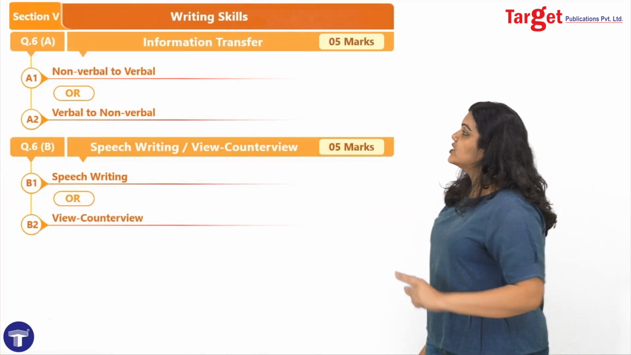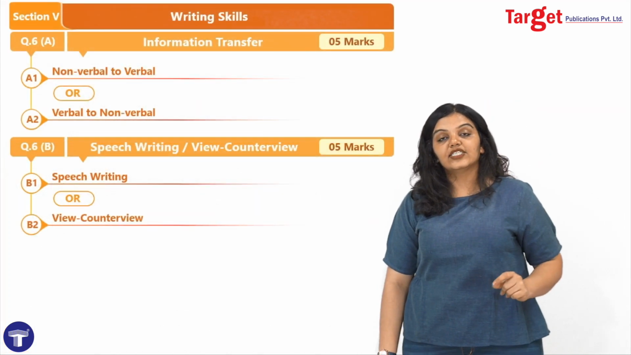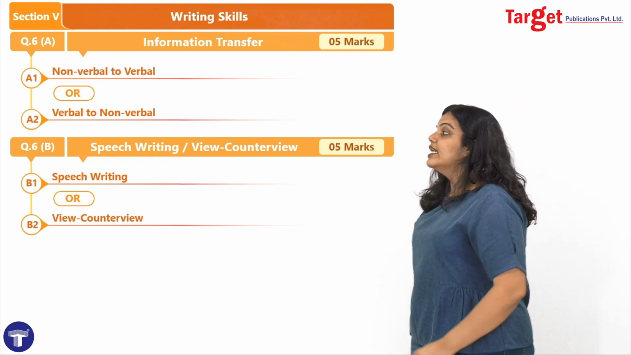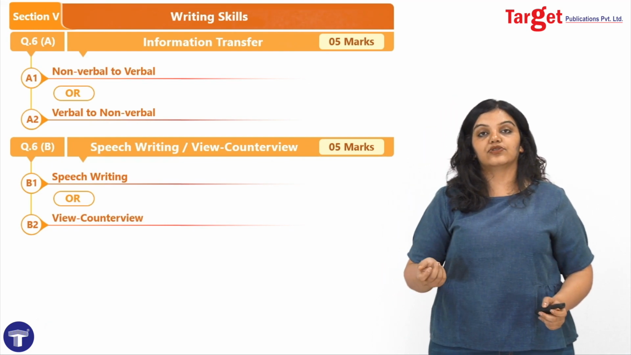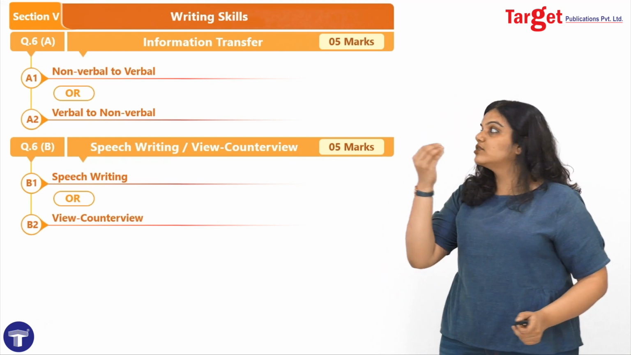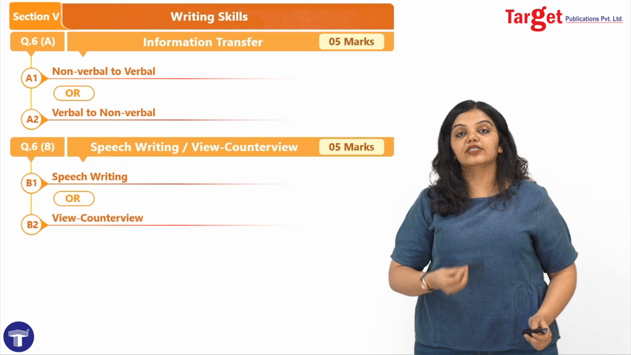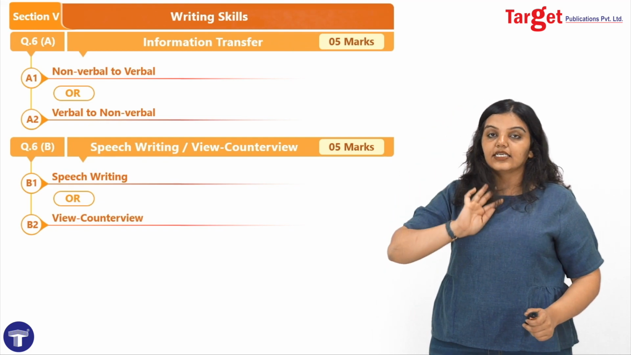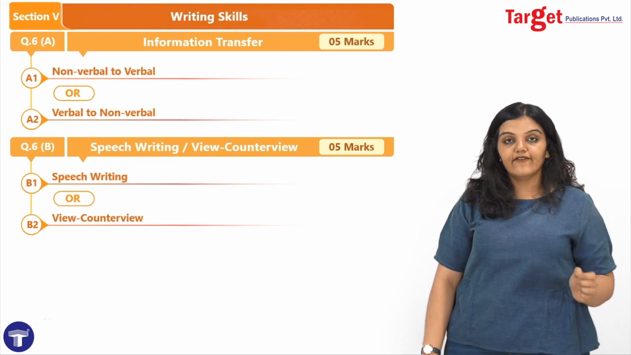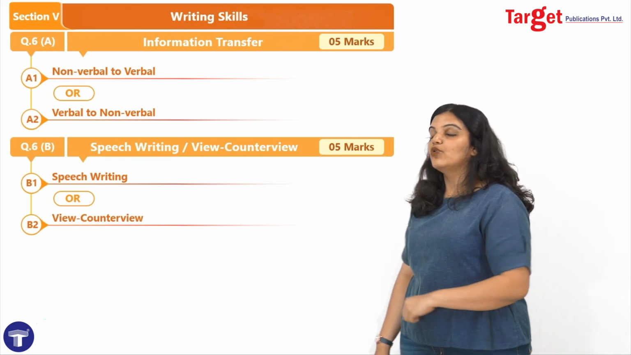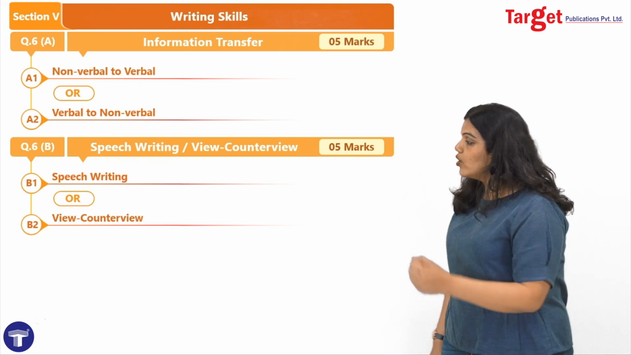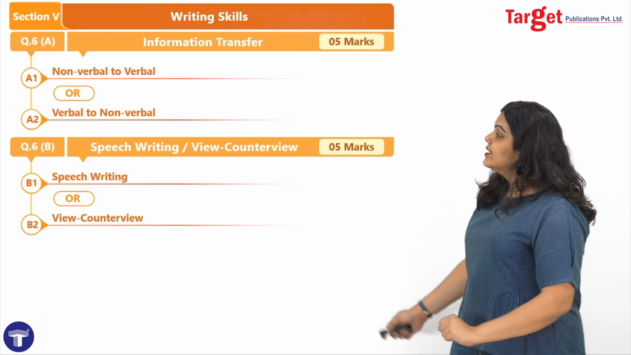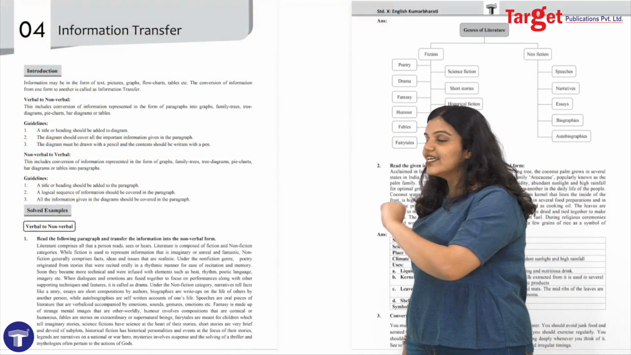Now, moving on to question 6A and 6B. Question 6A is the information transfer section, again for 5 marks. In this section, you could either be asked to transfer non-verbal information to verbal information or from verbal to non-verbal. And in question 6B, you have the speech writing or the view counter view section, again for 5 marks. And in this section, you may be asked to write a speech, or you may be asked to give a view or a counter view of a particular topic. So let's see if we have included this in our book.